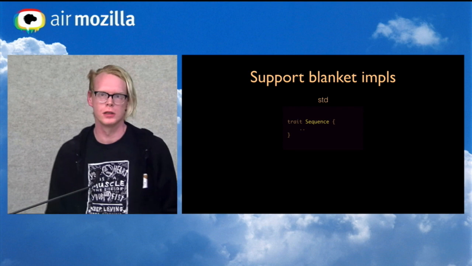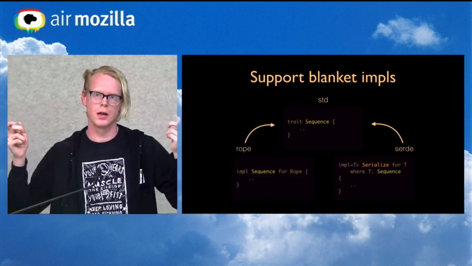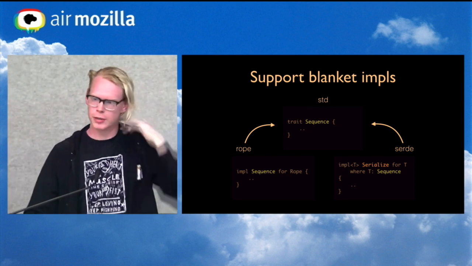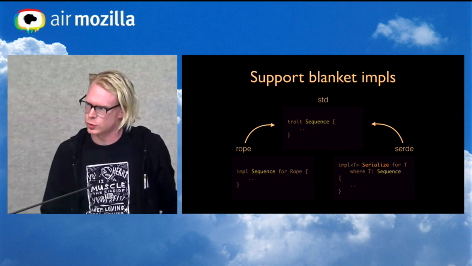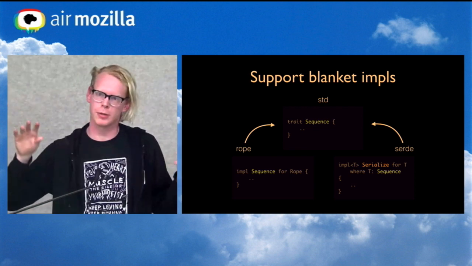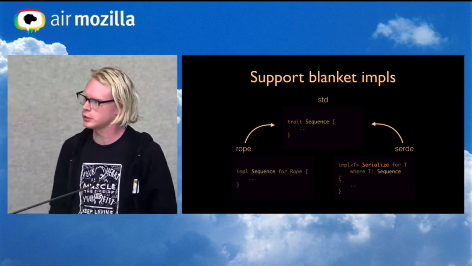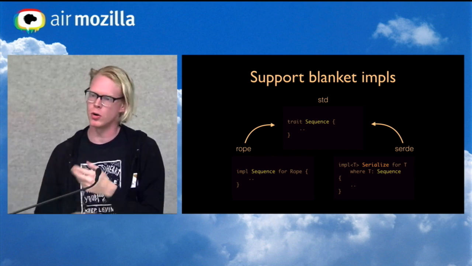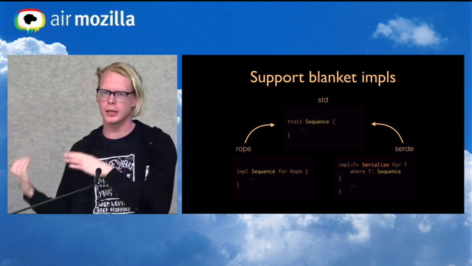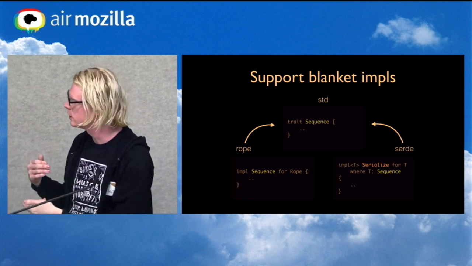What I think is a much more challenging problem, but a longer term solution, is for the standard library to contain a lot of high level traits. So here we have a sequence trait in the standard library, and through better specialization and other changes to how overlapping impls work, we allow Serde to provide blanket impls for any type that implements sequence: I will serialize this way.